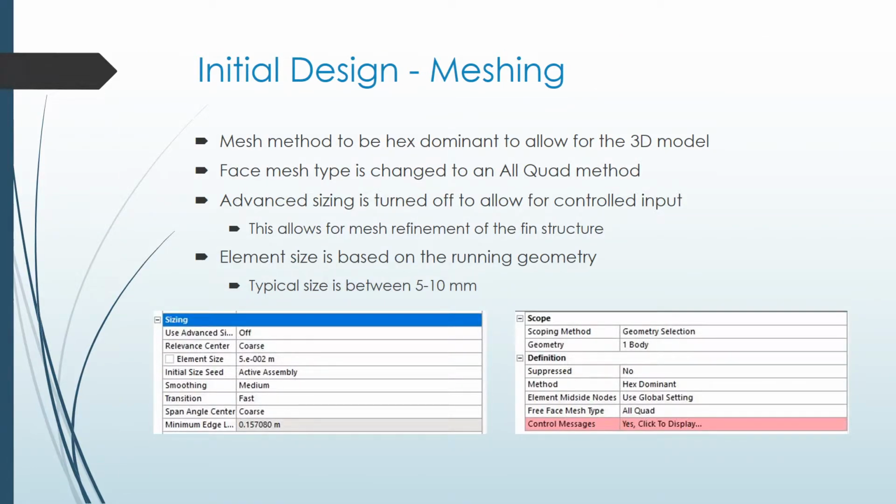To analyze the thermal solution, a mesh is created for the system. The fin is modeled as a geometry in 3 dimensions and will need mesh elements that reflect the analysis. To create this, the mesh method is changed to hex dominant in ANSYS. By doing this, an all quadrilateral element shape can be applied as an 8-node brick. Additionally, the advanced sizing function is disabled so that an element size can be specified based on the geometry dimensions. Typical mesh sizes for the fin run between 5 to 10 millimeters, so that every portion of the fin can be effectively analyzed.